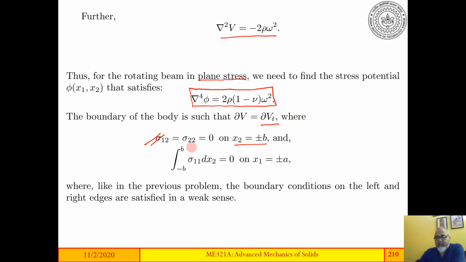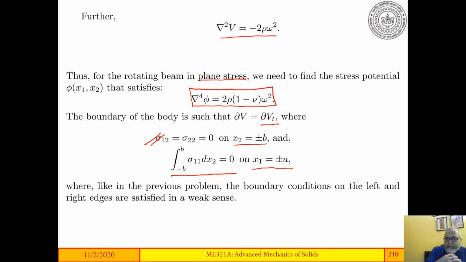Now on the edges, again we can use weak boundary conditions. Okay, so on x1 equal to plus minus a, we use the fact that the total force in the x direction is equal to 0. Total force in the x direction is equal to 0.